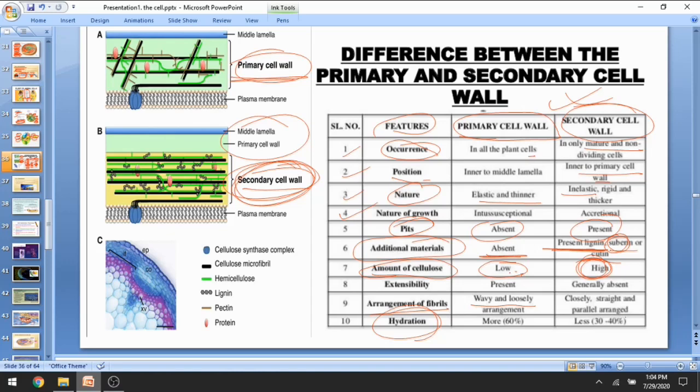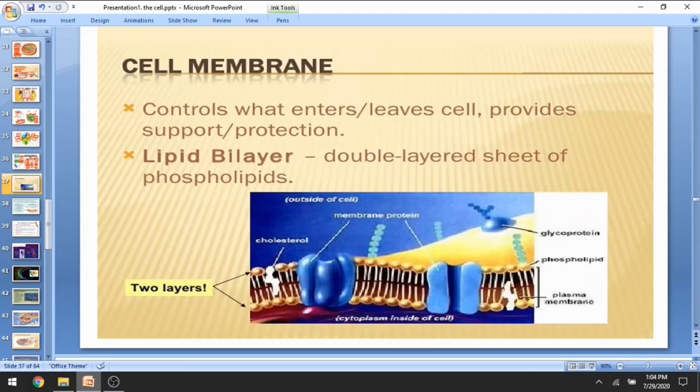So if we reduce water, moisture reduces. In the secondary cell wall, since they are dry in nature, just 30 to 40% of water is present in them. Next, let's move on to the cell membrane.